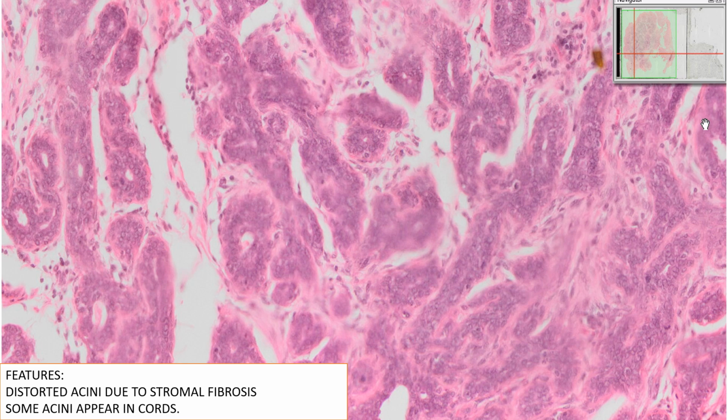Here is a picture of the distorted acini due to stromal fibrosis. And so some acini, as you can see here, are seen in cords.